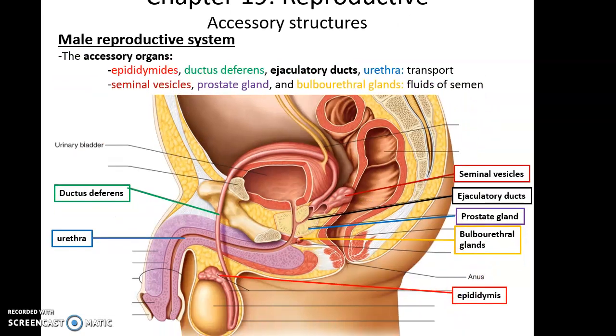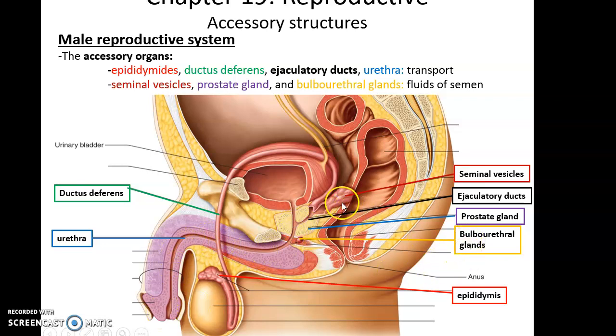So we have a lot of male accessory organs, all devoted to proper care and transport of the sperm. Coming off of the epididymis, we have the ductus deferens, which will then enter through the abdominal wall, travel behind the urinary bladder, and lead to the ejaculatory duct, which then leads to the urethra.